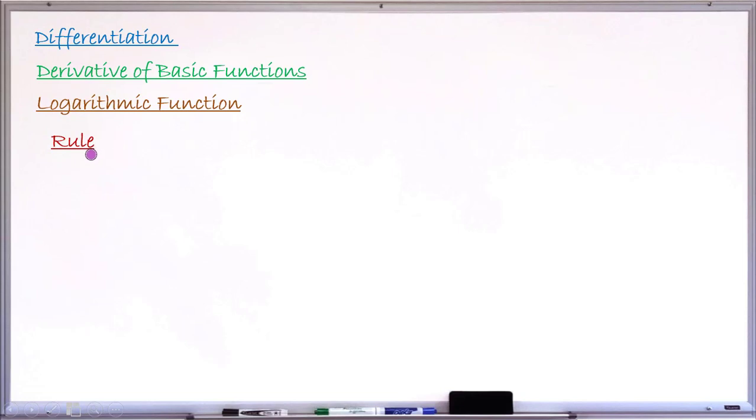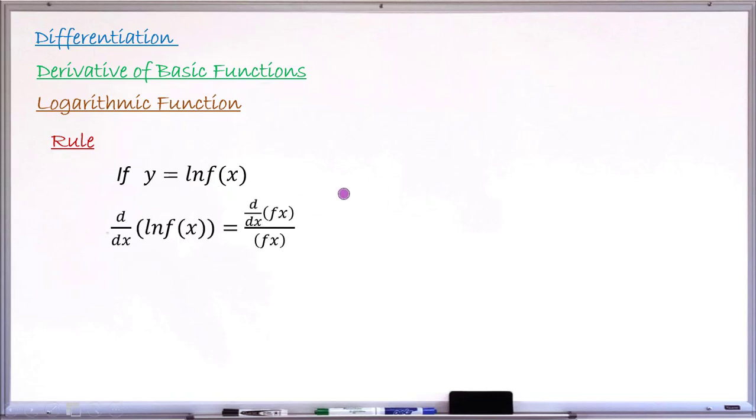To begin the lesson, let us first learn the rule that will guide us to find the derivative of a logarithmic function. The rule says if you have the function y equals ln f(x), the ln here indicates that it is a logarithmic function. The derivative of this ln f(x) is nothing but d/dx of f(x) divided by f(x). So we find the derivative of the function f(x) itself, then divide by the function f(x).